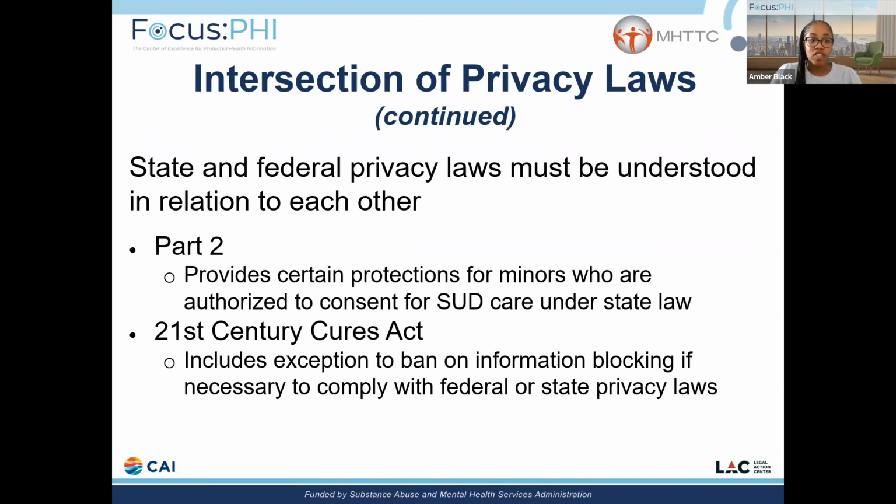Part 2 provides certain protections for minors who are authorized to consent for their own SUD care under state law, and also for minors who may not necessarily be able to consent to their own care. Part 2 provides very strict protections for both minors and adults alike. And lastly, the 21st Century Cures Act includes the exception to the ban on information blocking that Abigail just discussed if it's necessary to comply with federal privacy laws like Part 2, for example, or state privacy laws as well.